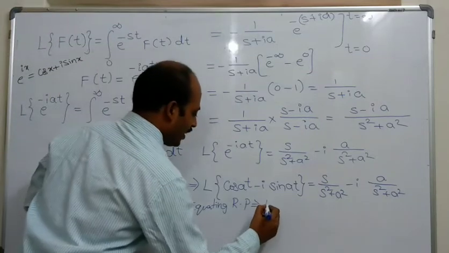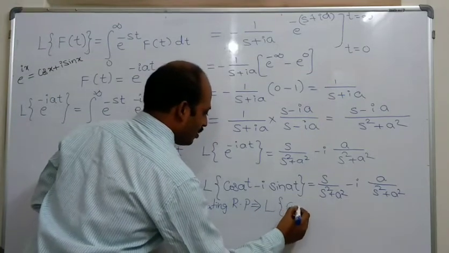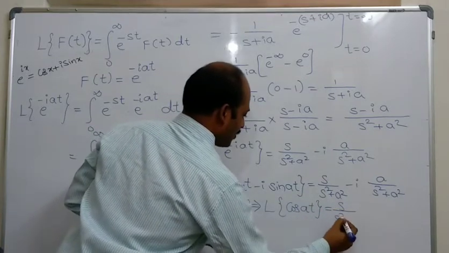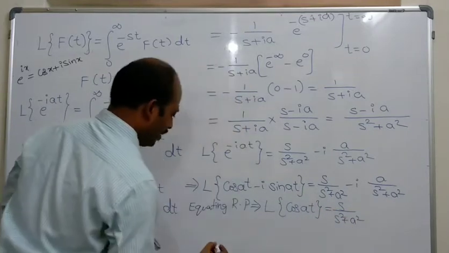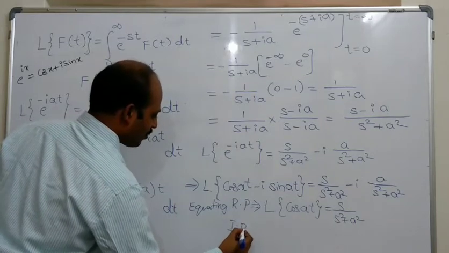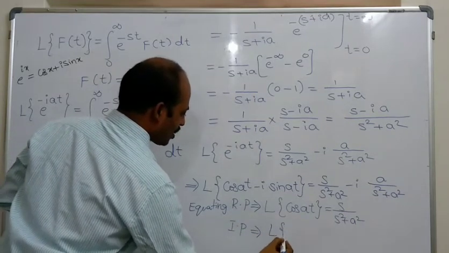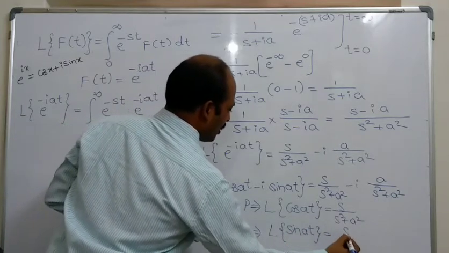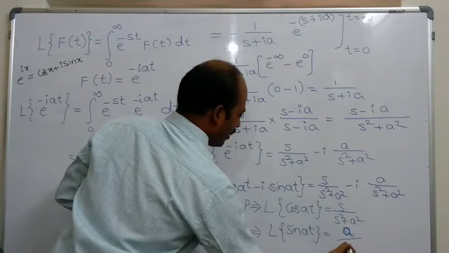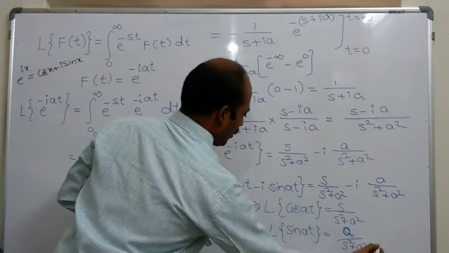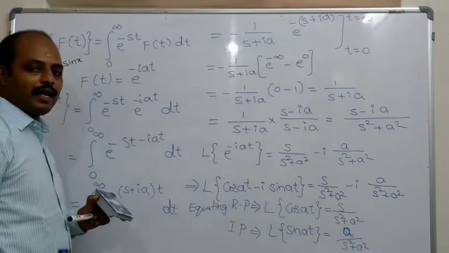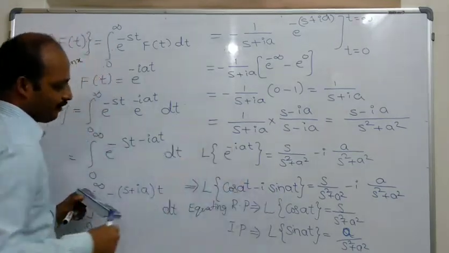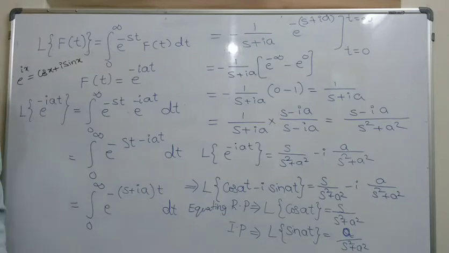Equating the real parts, we get Laplace transform of cos at is equals to s by s square plus a square. Equating the imaginary parts, you get Laplace transform of sin at is equals to a by s square plus a square, where s is the parameter and a is the coefficient of t in cos and sin functions. Let us observe once again.